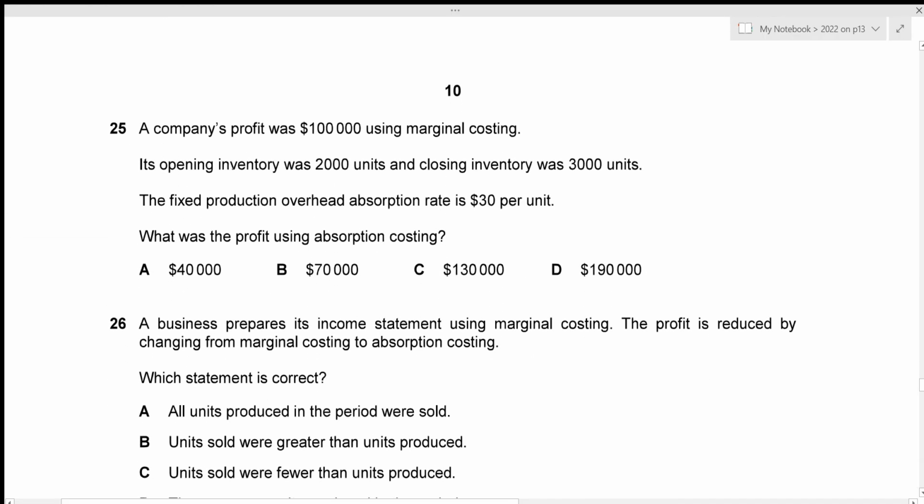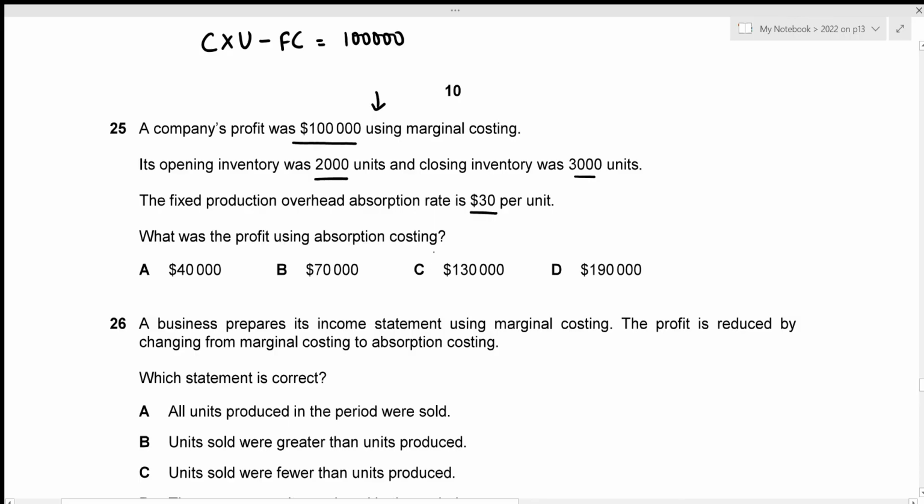A company's profit was 100,000 using marginal costing. Its opening inventory was 2,000 units and the closing inventory was 3,000 units. The fixed production overhead absorption rate is 30 per unit. We now need to figure out the profit using absorption costing. Okay, let's talk about profit using marginal costing. That is just the contribution per unit times the total number of units minus fixed cost. Right? This gives the profit of 100,000.